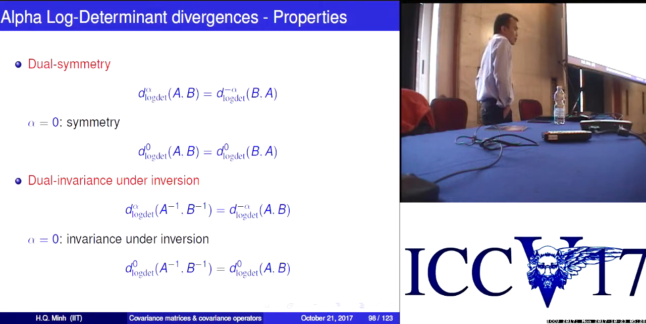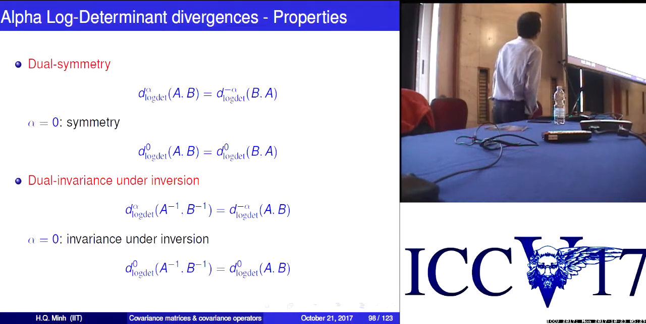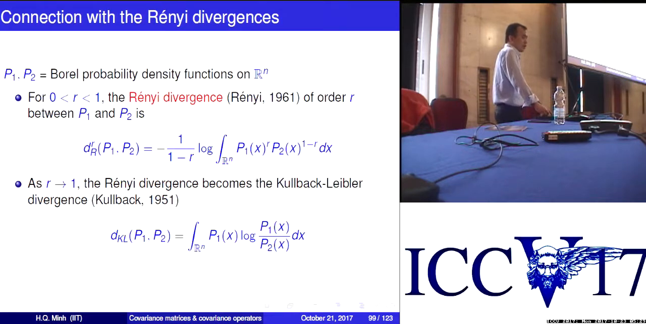And it satisfies dual invariance. So if we transform A and B to A inverse, B inverse, we have to negate alpha as well. So in particular, when alpha is equal to zero, it's invariant under inversion. So it's invariant under inversion if and only if alpha is equal to zero. This is the case of the symmetric Stein divergence.